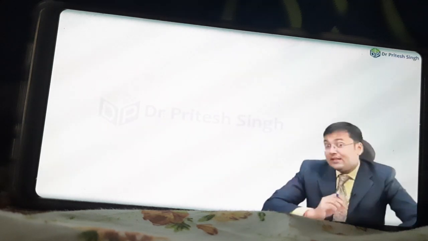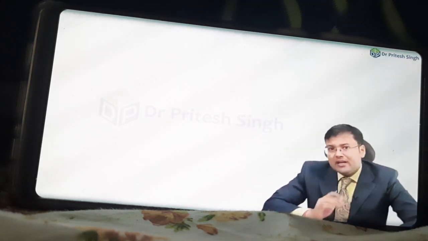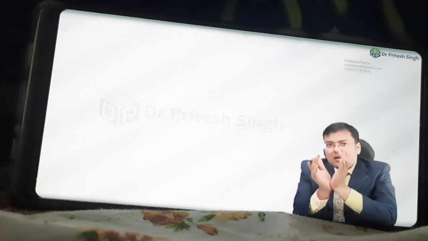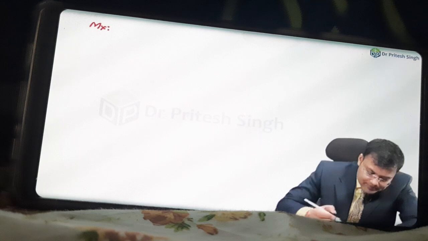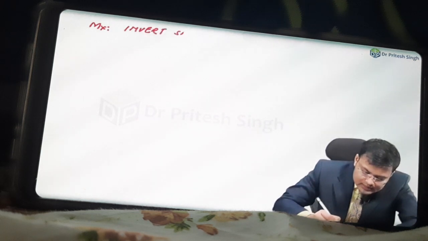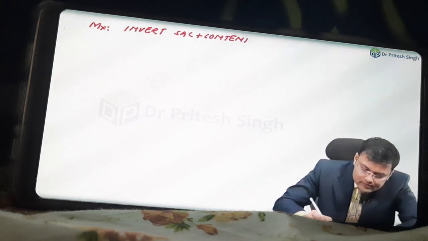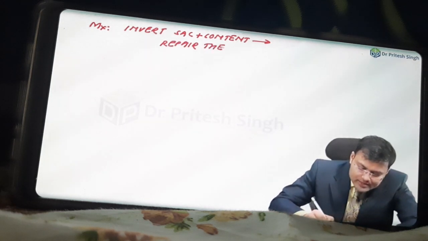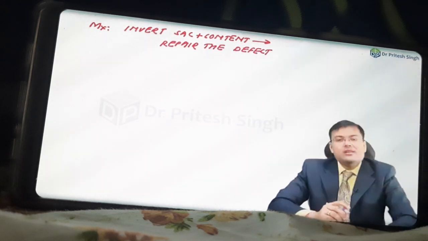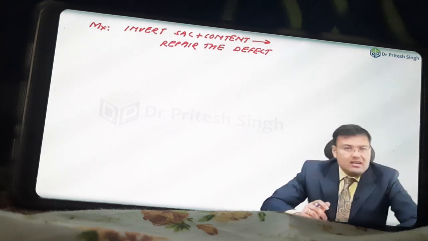Now, what's the problem in this case? There is an increased risk of bowel injury during hernia repair. So what we perform in repair: the sac and content, both of these are inverted back into the peritoneal cavity, and then we repair the defect. So in management, invert sac plus content back to the peritoneal cavity and repair the defect. So this is sliding hernia, also known as hernia en glissade.